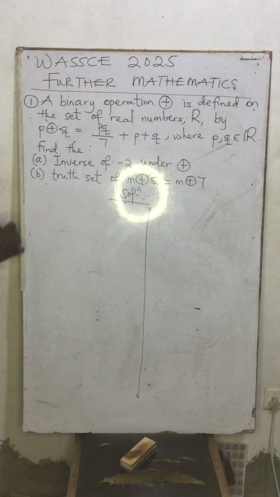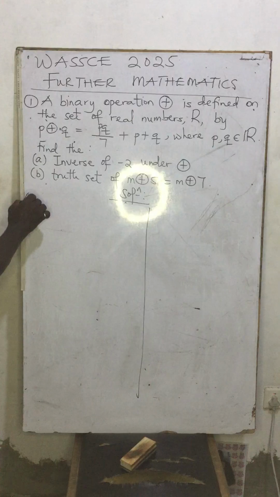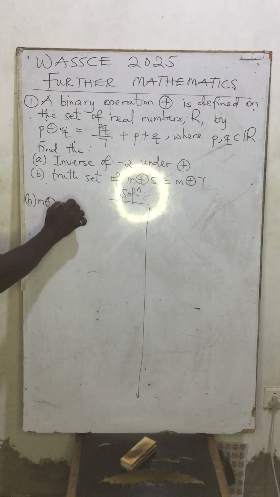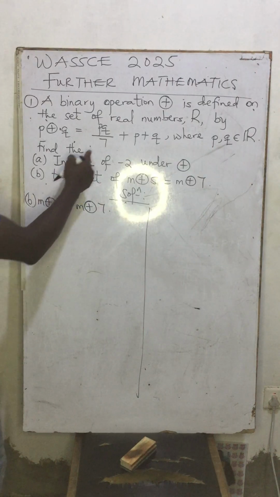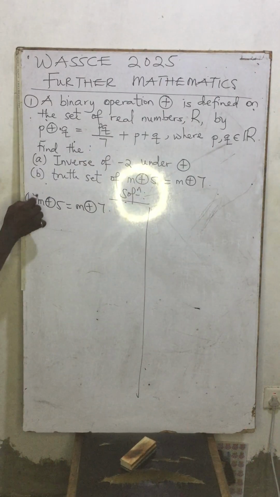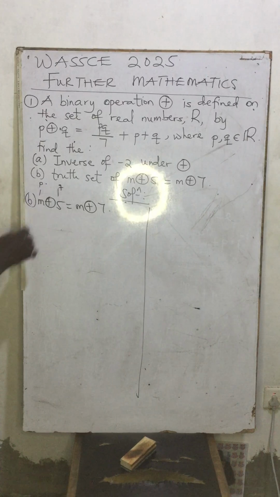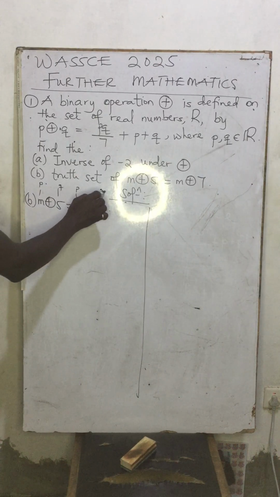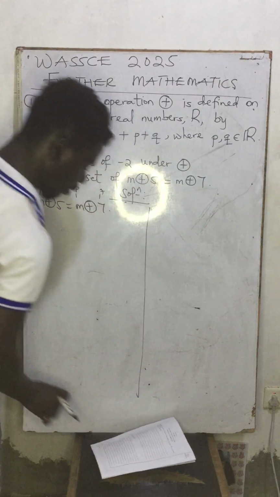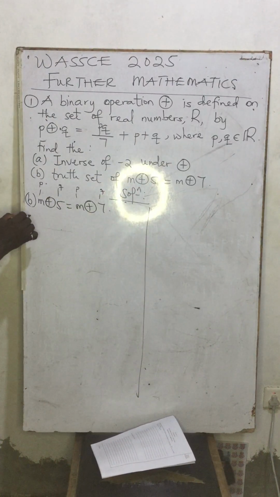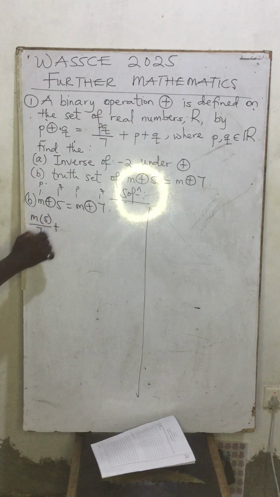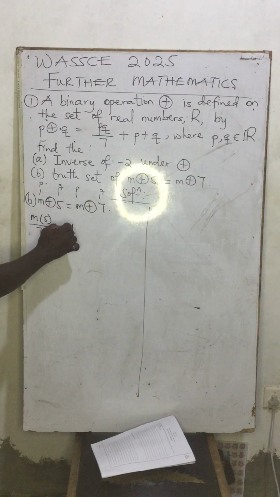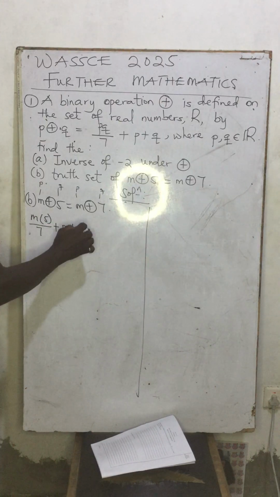So let's see the B part. The B part says we should find M operation 5 equals M operation 7. And now we are dealing with the operation here. So this one is P, this one is Q. So now we go, it is P, which is M times Q, 5 over 7, plus P, which is M, plus Q, which is 5, is equal to the same thing we apply here.